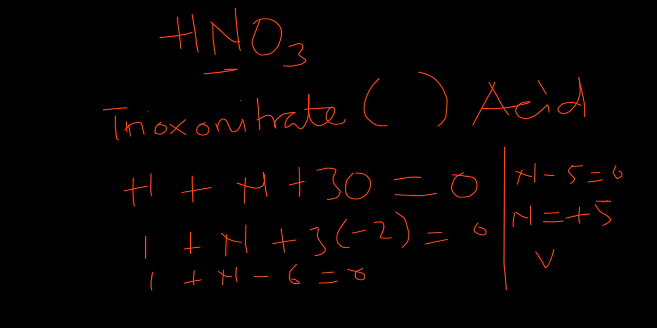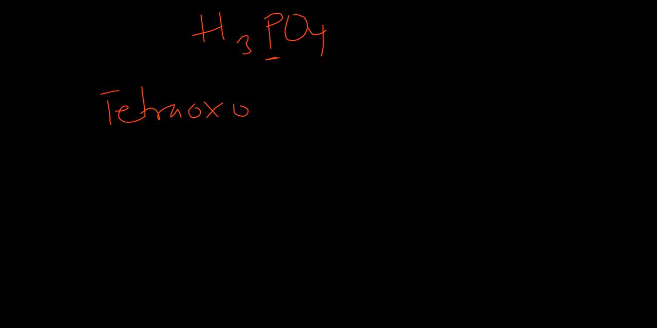So what it means is that it will be trioxonitrate V acid. Let's try another example. So do H3PO4. So 4 oxygens will be tetraoxo. And then it's a phosphate, because it's phosphorus, so tetraoxophosphate.